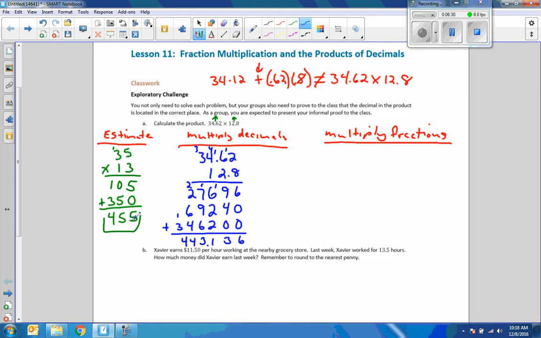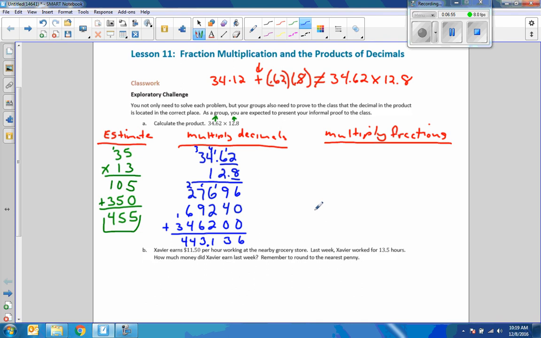443 is close to 455, but like I said, with multiplication, our estimates will not be within. This just helps us place our decimal. If you look, there's 1 decimal place here, and there are 2 decimal places here, and that totals 3 decimal places. That's where it goes. This just helps us determine our decimal location.